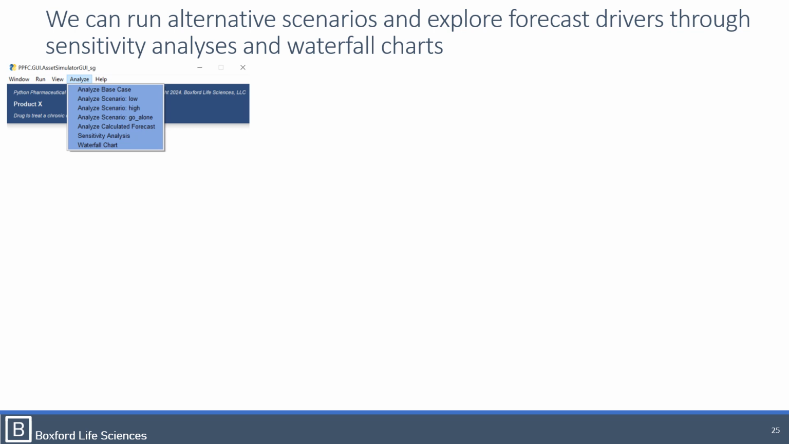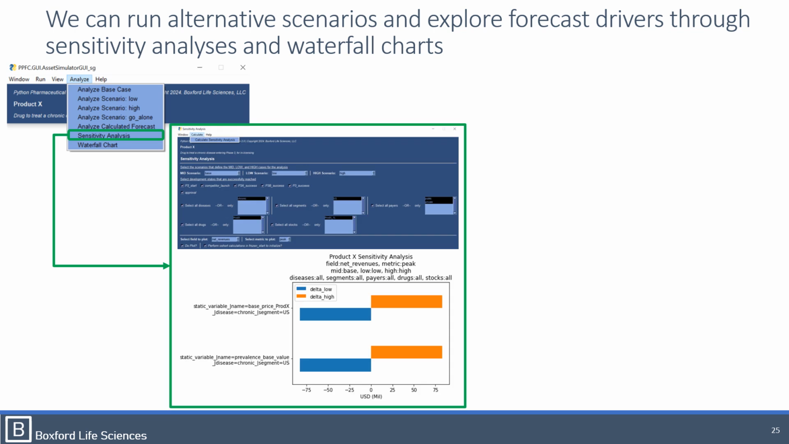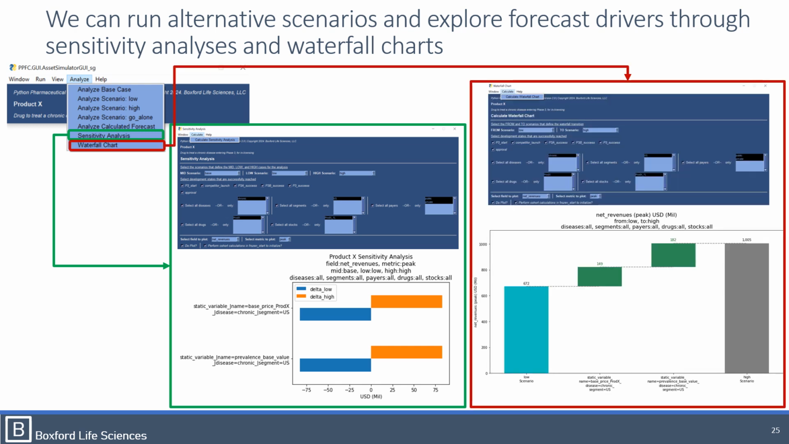Now we can go in and look at the individual forecasts for each one of those assets, but we can also use those scenarios in order to do things like sensitivity analysis, where we go in and change the 2 inputs that change in these scenarios, base price and prevalence, and see what's the individual effect as we move from the base case to the low or the high case on a metric here, peak net revenues, as we make those changes. And we can do waterfall charts where we move from one scenario to the next, here from low to high, and we look at what's the cumulative effect of the changes in inputs that we make on the bridge of how, in this case, peak net revenues change.